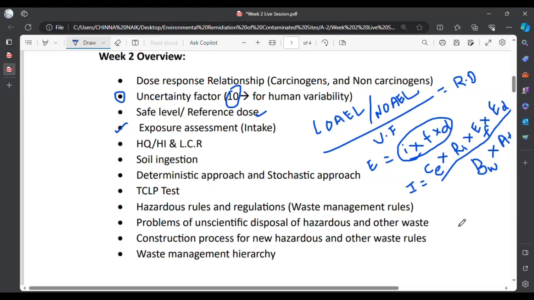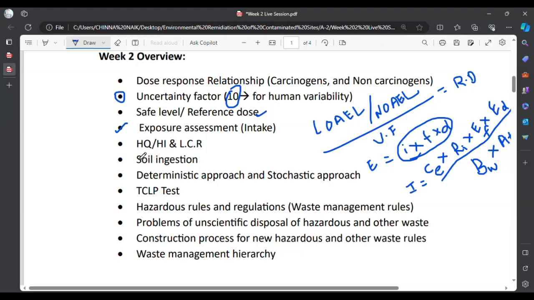Okay, so AT is the average time. Again, AT we measure in days. But sometimes for non-carcinogens, we take the average time equal to the exposure duration. Generally, most of the time, the average time we consider is around 70 years for carcinogens.